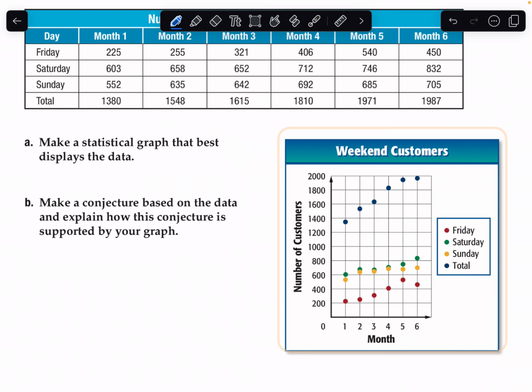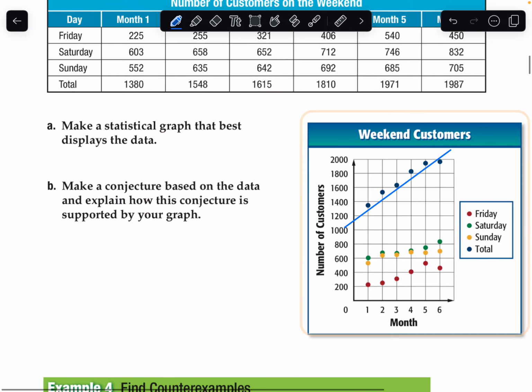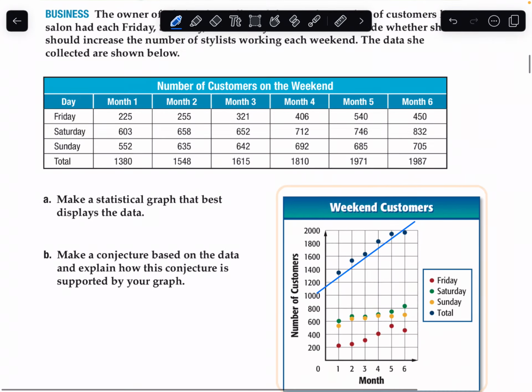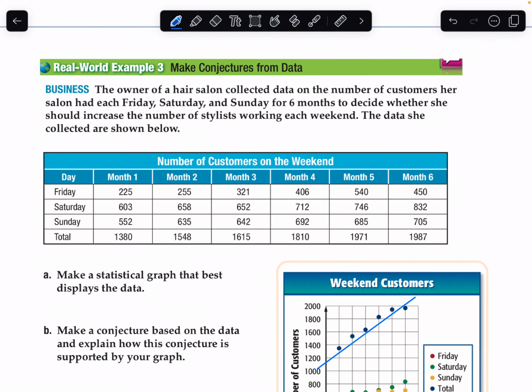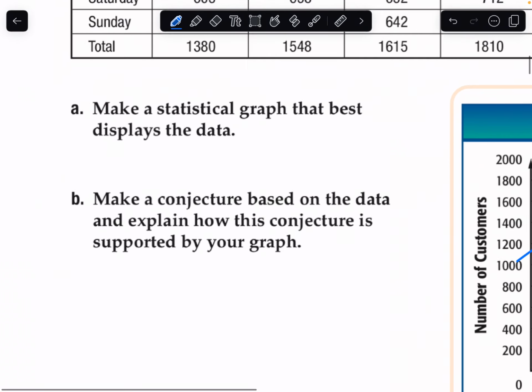Well, these numbers are going up. Drawing a line of, it's probably not the best fit, but a fit line through those totals. The number of customers is increasing. So the conjecture would be, as far as should they increase the number of stylists, then yes.